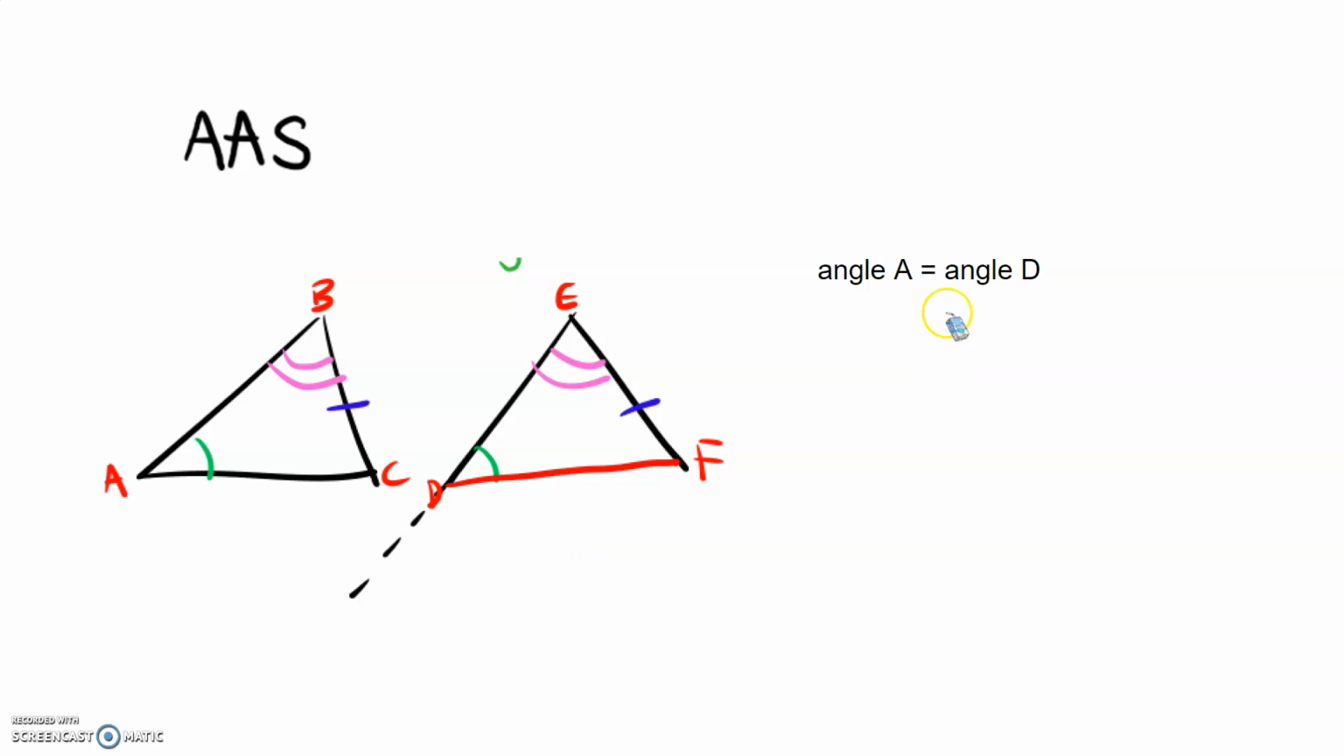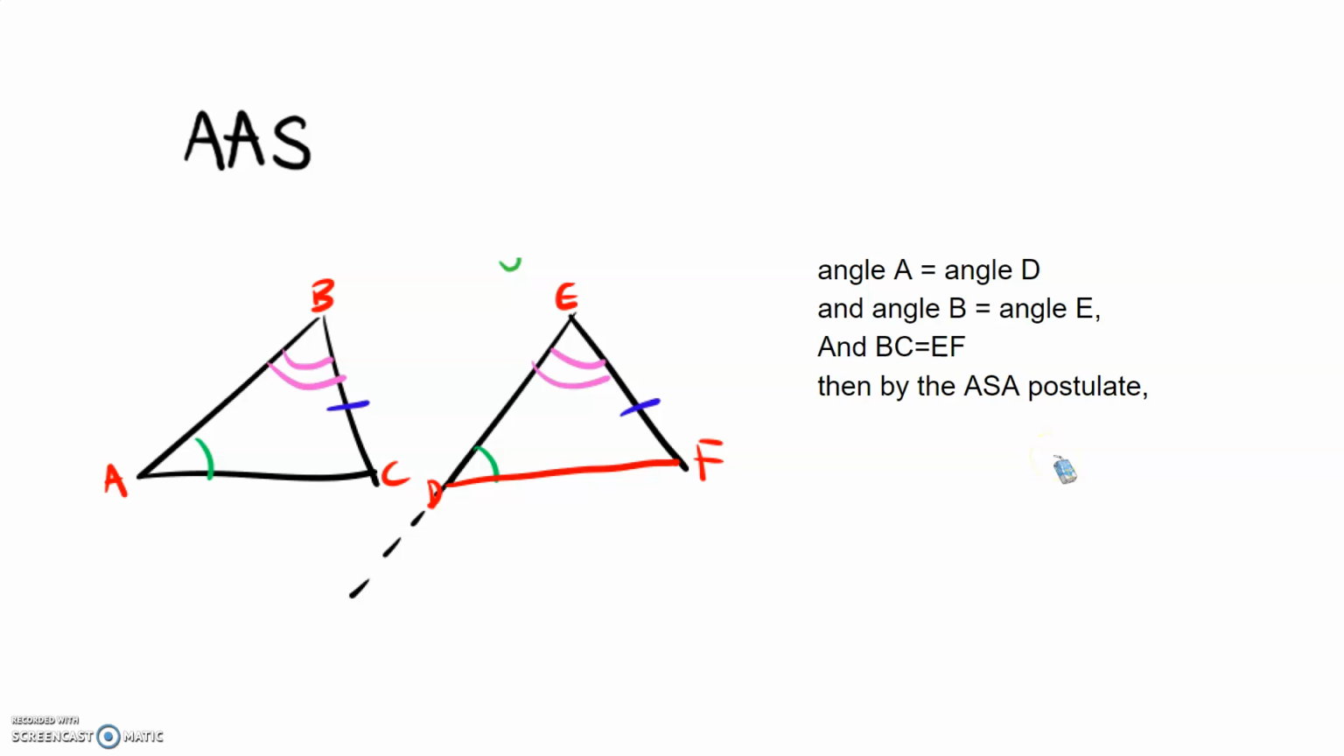An example would be if angle A equals angle D, and angle B equals angle E, and BC equals EF, then by the angle angle side postulate, triangle ABC is congruent to triangle DEF.